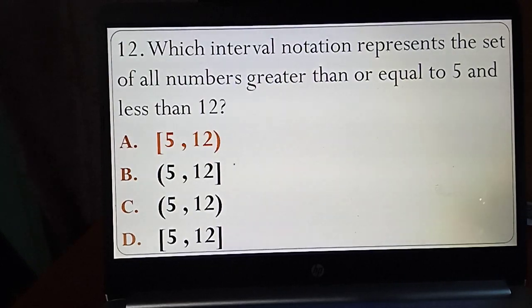Okay? So letter A. Because in letter B, 5 is excluded because of the symbol, parenthesis. And in letter B, 12 is included, but in the problem it is less than 12, so not. The same with letter C, and for letter D, all are included, 5 and 12, so that's wrong. The answer is letter A.